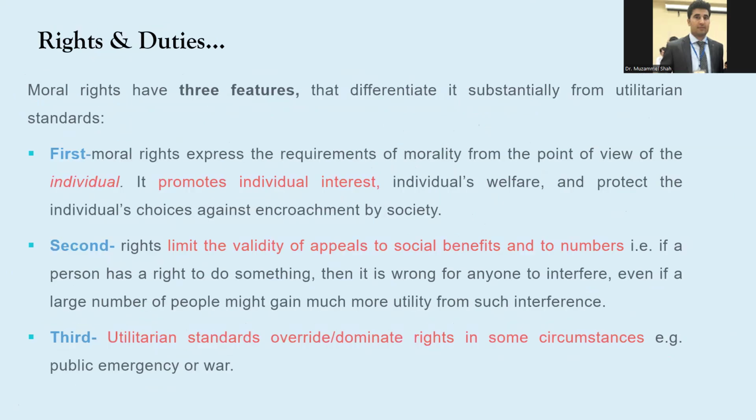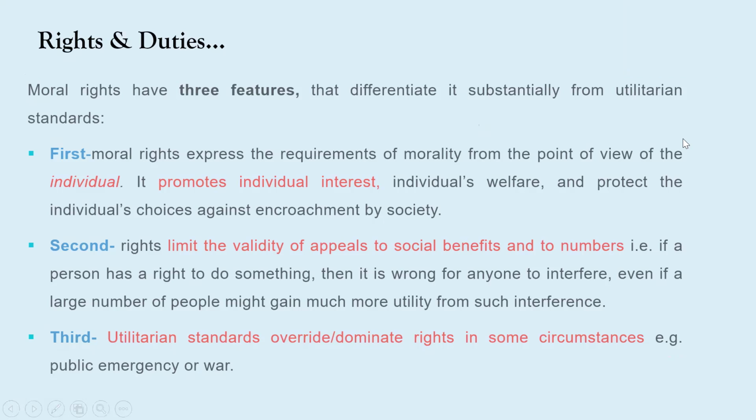And then there are three main differences between rights and the utilitarian principle. Number one, the first difference is that a right is basically about the individual and it promotes individual interest, while the utilitarian principle talks about the collective benefit of society. And rights promote individual interests and protect individual choices against encroachment by society.